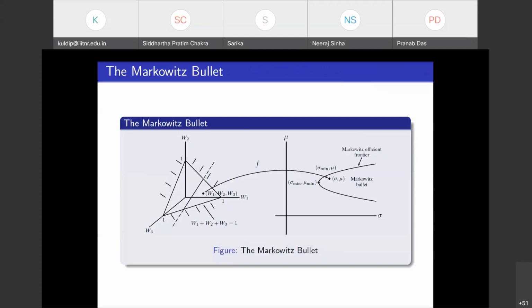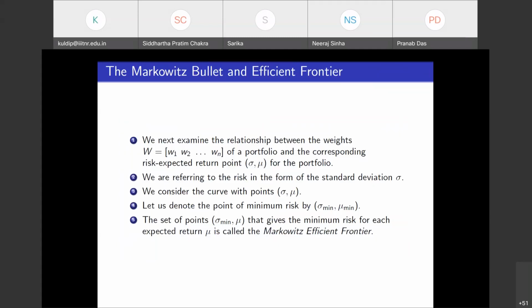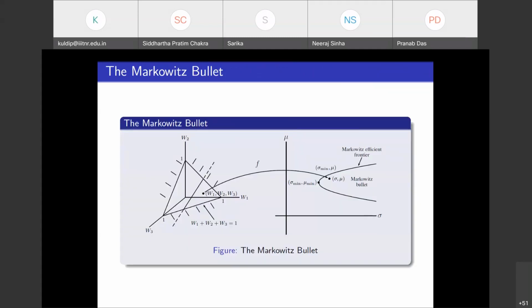Now, please don't get intimidated by what I'm saying here. I'm going to explain this graphically. So you see, suppose I consider a 3-asset portfolio. So I take my little n to be equal to 3 here. So suppose I have 3 assets with the weights W1, W2, and W3.